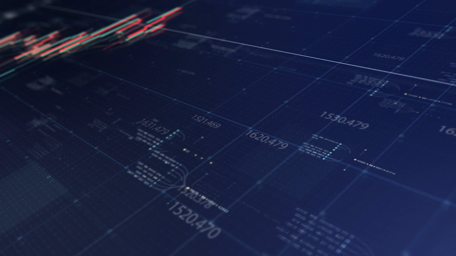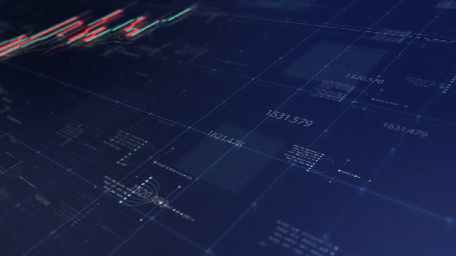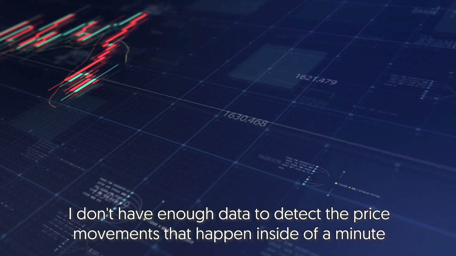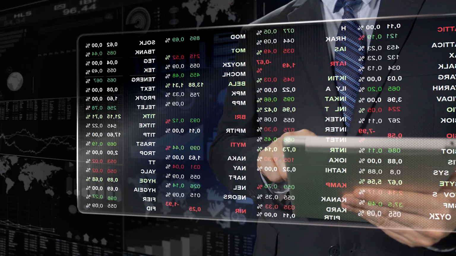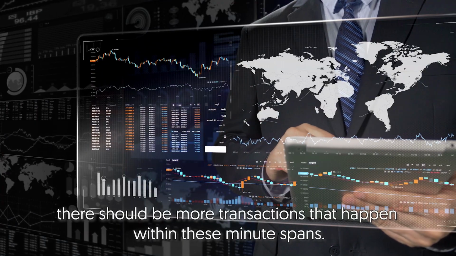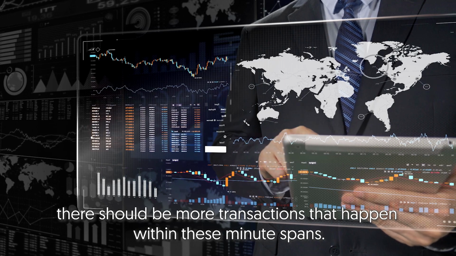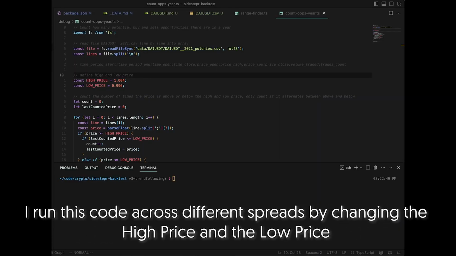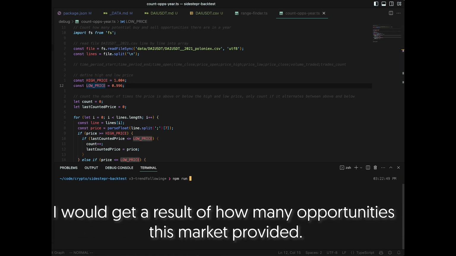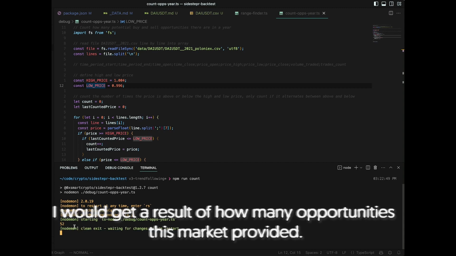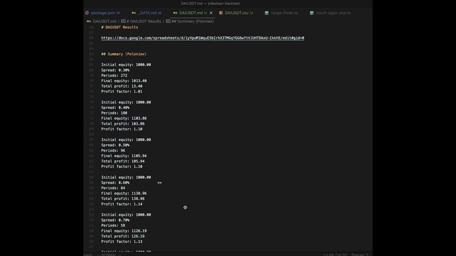This method is a lower bound for the actual number of transactions, as I don't have enough data to detect the price movements that happen inside of a minute. Over a year, there should be more transactions that happen within these minute spans. So as I run this code across different spreads by changing the high price and the low price, I would get a result of how many opportunities this market provided. These are some of the results.